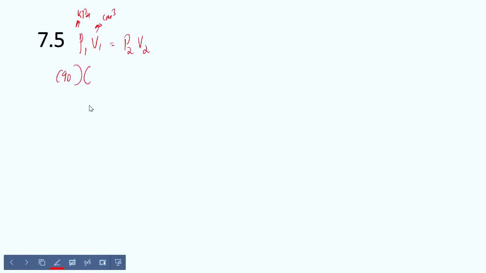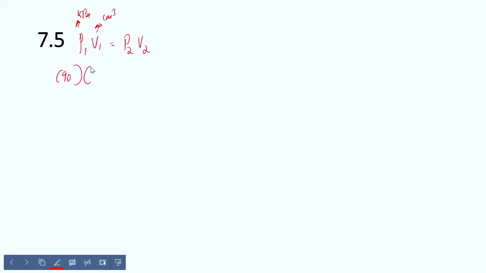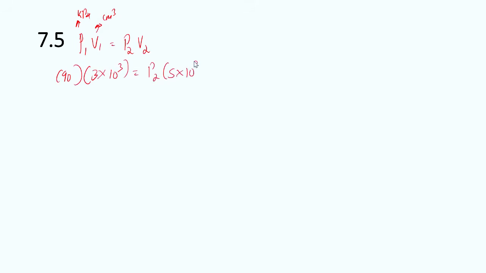So we have the 90, and this corresponds to a volume of 3 dm cube. So for this one, that's 3 times 10 to the exponent of 3, and then it equals P2. That's what we are looking for. But they told us that it increases to a pressure of 5 times 10 to the exponent of 3, right? Now, at this point, we have to divide both sides by 5 times 10 to the exponent of 3, like that. And then for P2, let's quickly use our calculator.